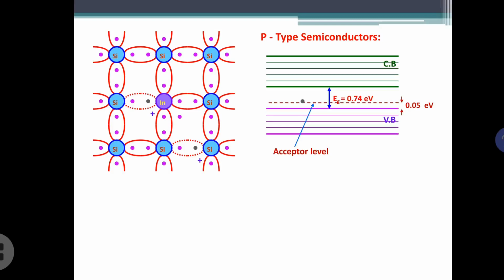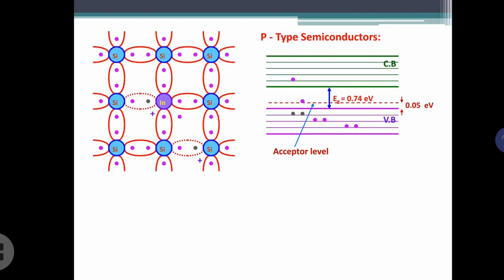So the energy level of that acceptor atom is just above the valence band of the pure semiconductor, and this energy gap between the valence band and the acceptor level is very, very small, of the order of 0.05 electron volt. So what can happen? From the valence band, the electrons can jump to the energy level of the acceptor atom, thereby producing a large number of holes in the valence band.